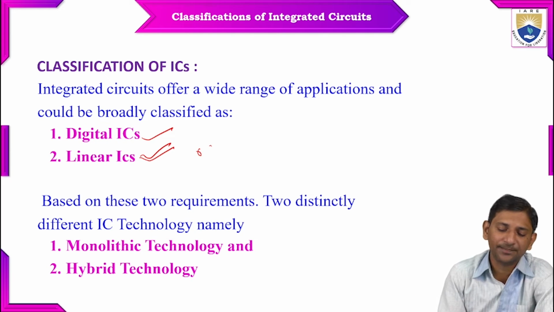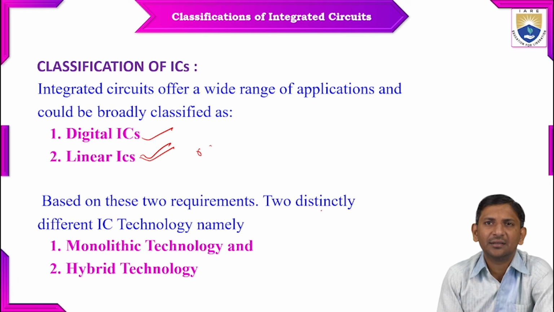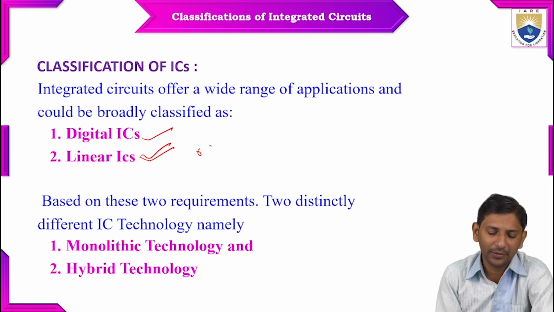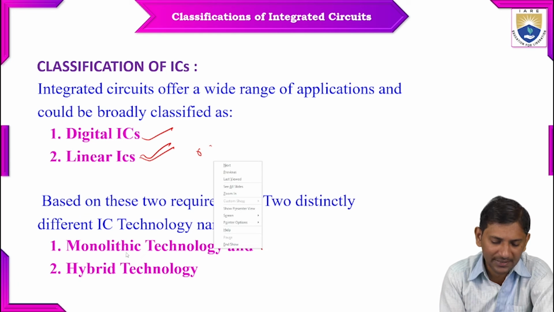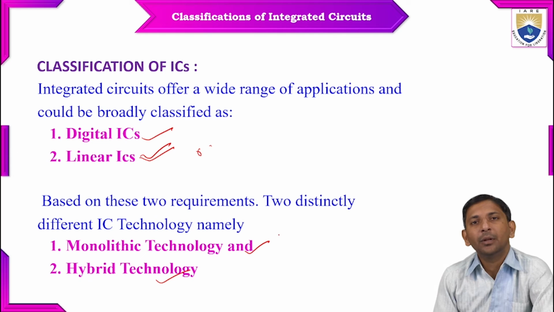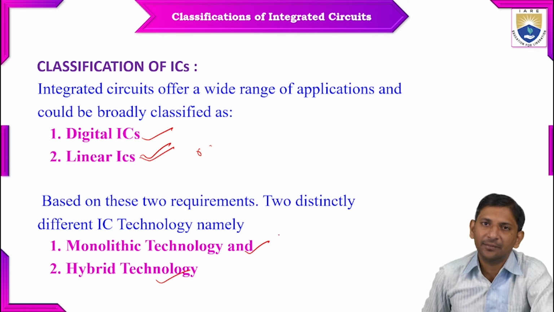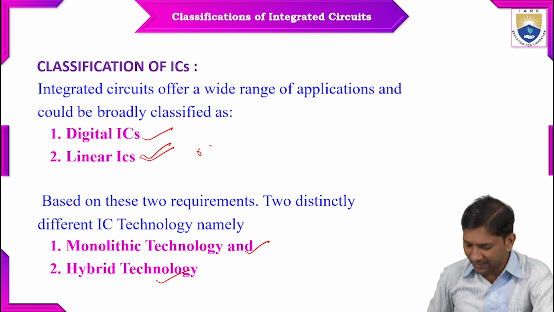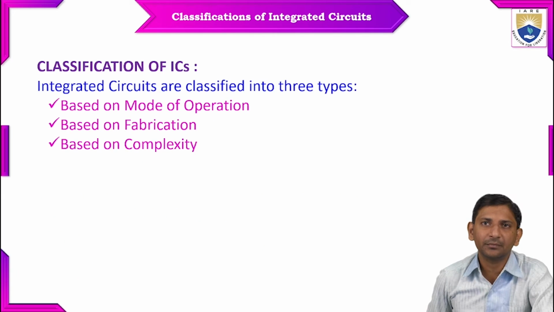And based on the technology level, the IC fabrication technology or IC design technology, two types of ICs are classified. One is monolithic, another is hybrid technology. Monolithic is what we regularly use, monolithic technology based ICs. A hybrid is a combination.